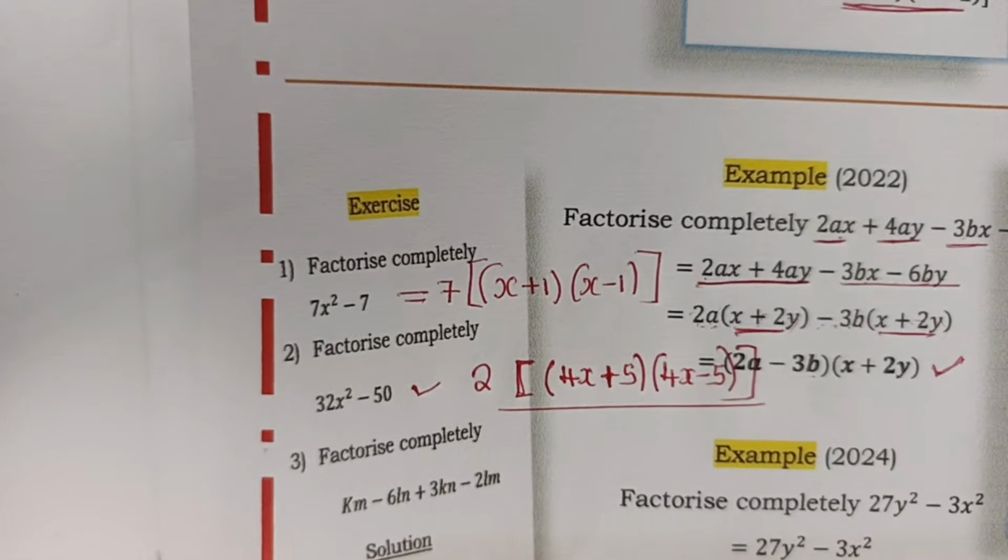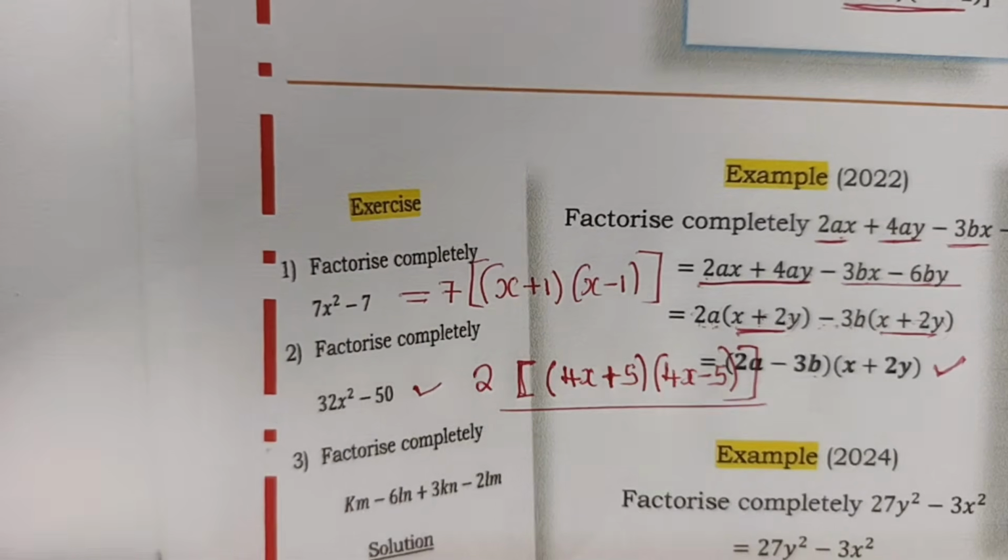So let's go to question 3. Those who've not answered this, remember to practice and get to know what you're supposed to do. So let's go to question 3. Factorize completely km minus 6ln plus 3kn minus 2lm.